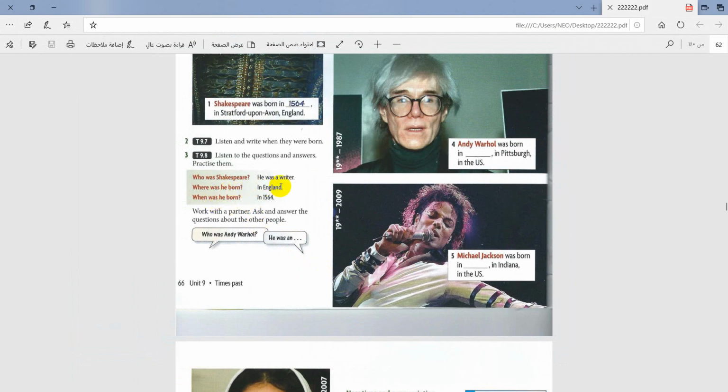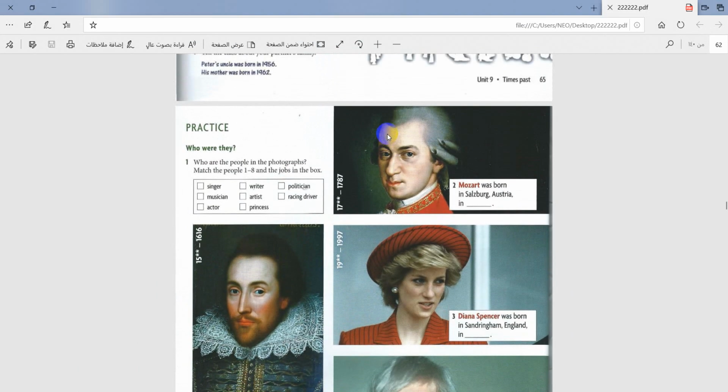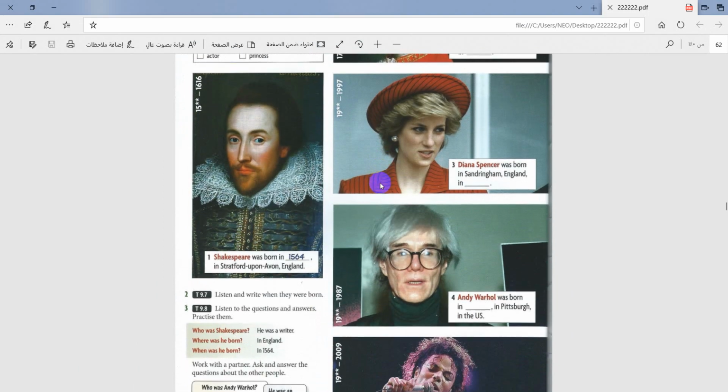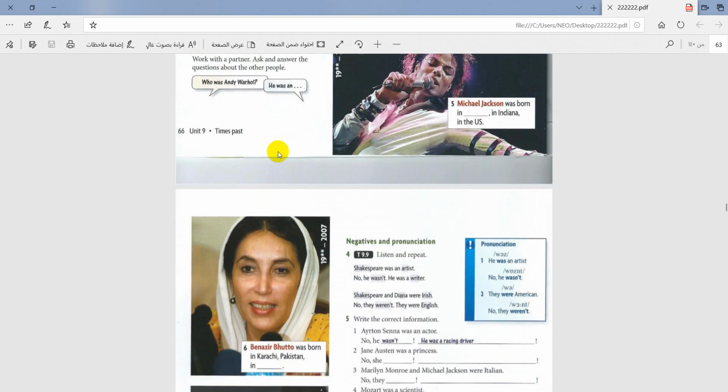So who was Shakespeare? He was a writer. When was he born? In England, in 1564. Work with a partner. Ask and answer the questions about the other people. Who was Andy Warhol? He was an artist, or an actor, sorry. Who was Michael Jackson? Michael Jackson was a singer, and so on.